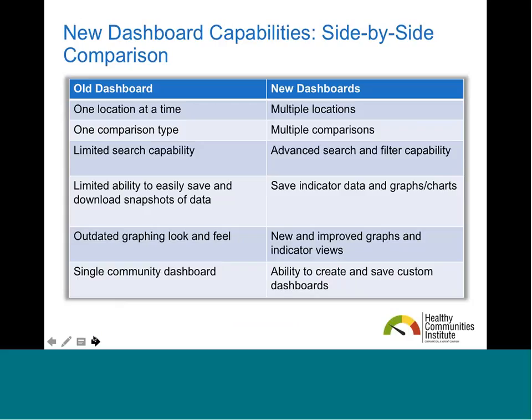Here is a side-by-side comparison. Again, this is probably only applicable to those of you who have used the platform before August, but I'll quickly go through what's available now after the release. With the old dashboards, you could only look at a single location at a time. New dashboards, multiple locations. The same goes for comparisons: the difference of looking at a single comparison is now being able to display multiple comparisons for a single indicator.